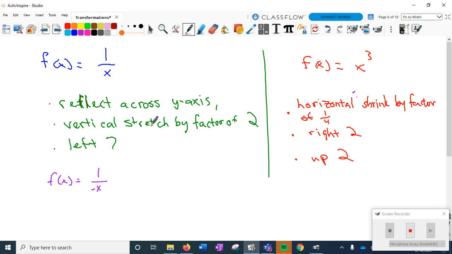Vertical stretch by a factor of 2. Well, how do I do a vertical stretch? Vertical means it has to be an outside change. So I'm going to need to put a times 2 on the outside.